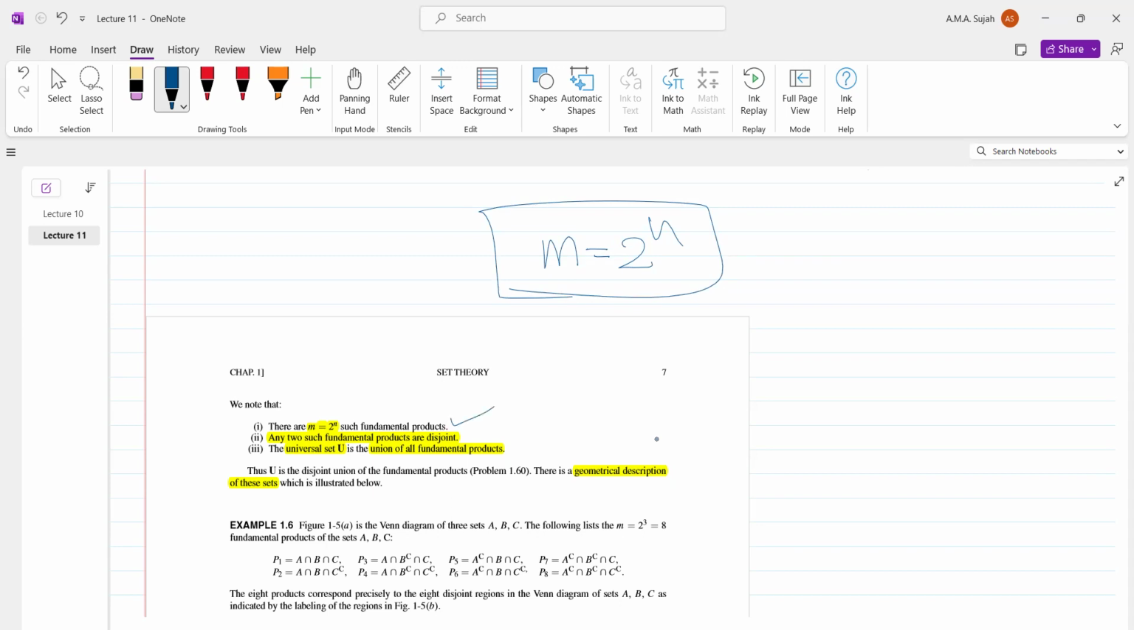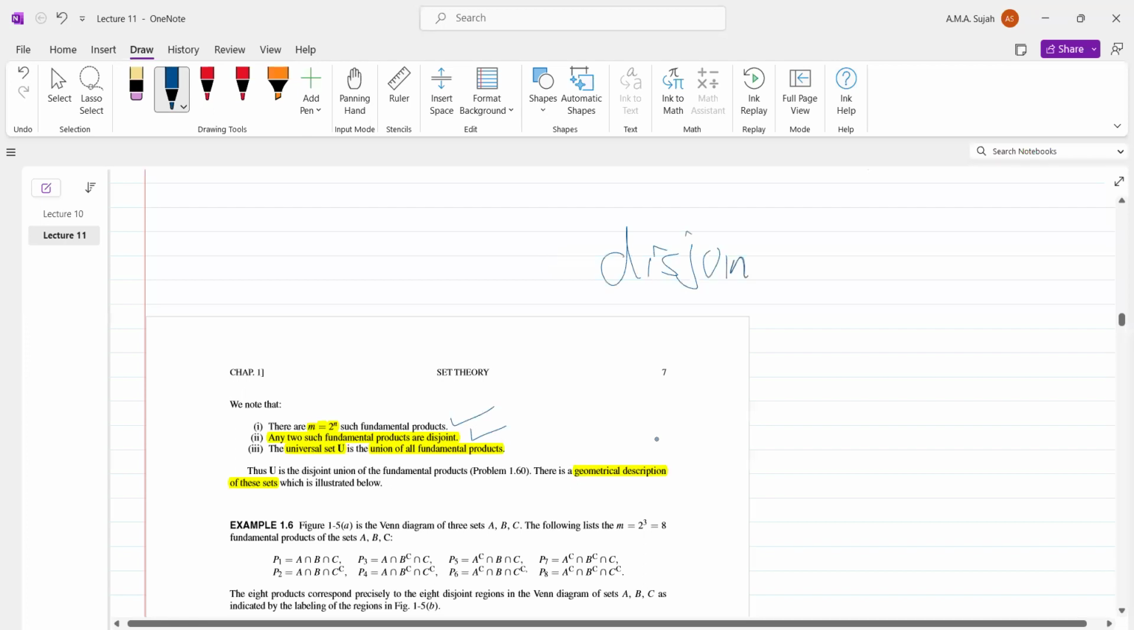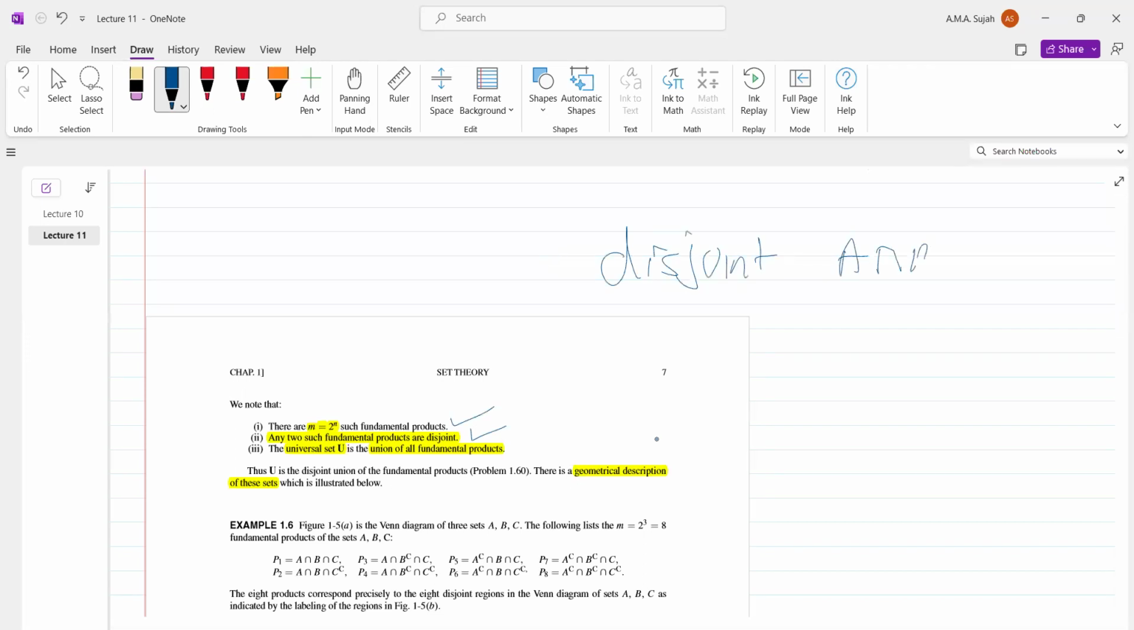We already know the important thing. If you look at here, any two fundamental products of the sets are disjoint. Disjoint means the intersection of these two elements is empty. There is no intersection, there are no common elements. That is what we call disjoint.